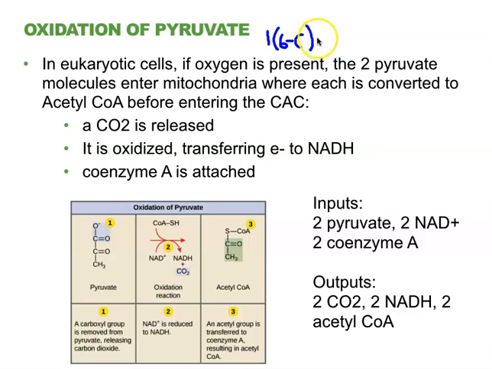By the time we finish glycolysis, we have 2 3-carbon pyruvate molecules, PYR. And now these, if possible, will undergo a series of oxidation steps. And in eukaryotic cells, if oxygen is present, 2 pyruvate molecules will enter the mitochondria.